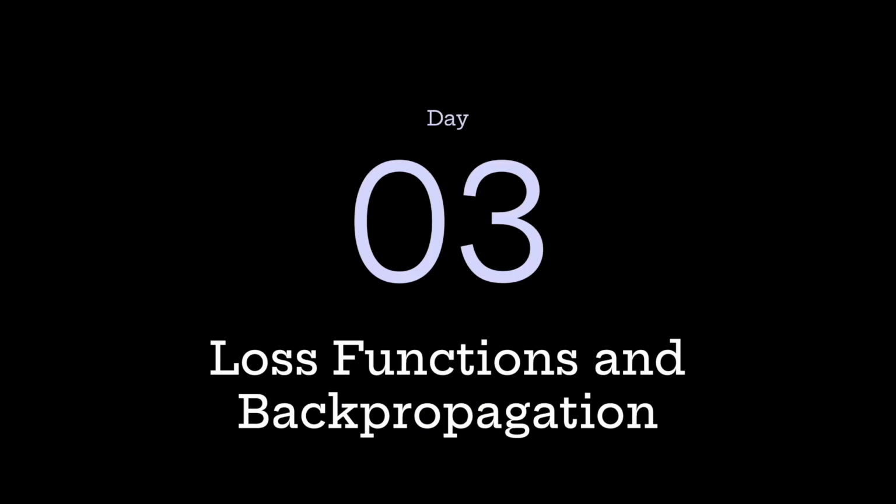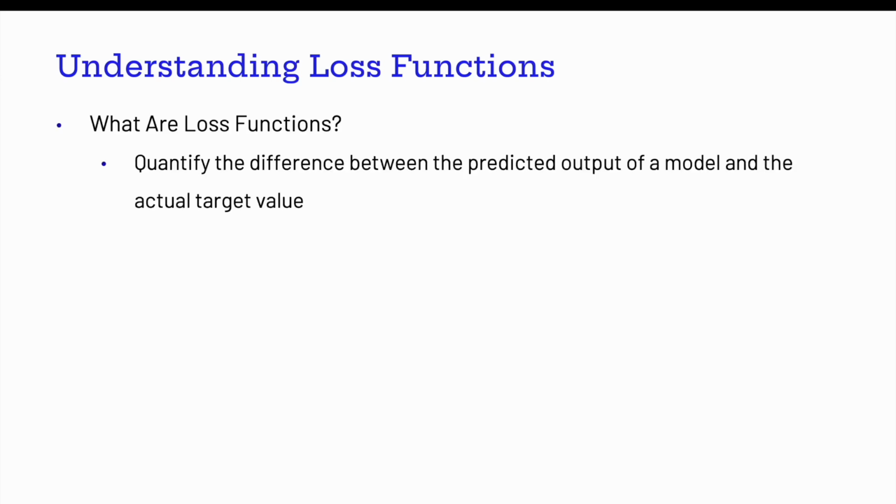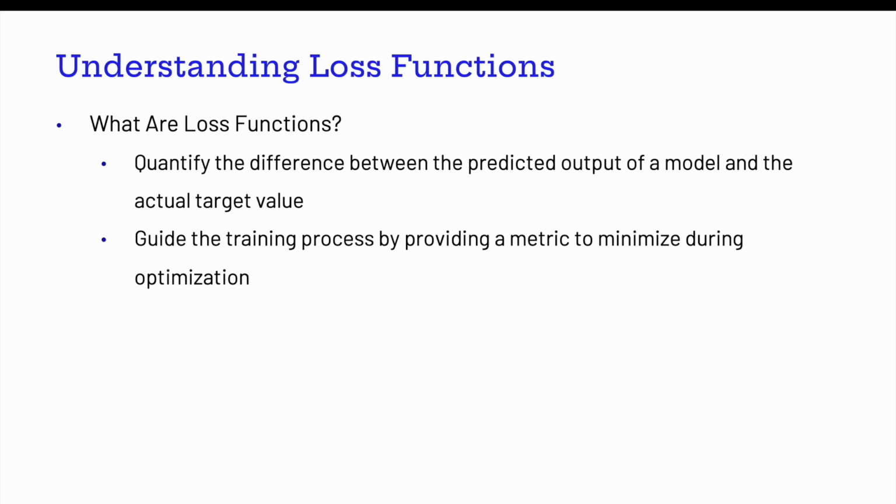Day 3, loss functions and backpropagation. Yesterday we looked at forward propagation. Today we're going to look at both loss functions and backpropagation. So first, let's understand loss functions. What are loss functions? Loss functions quantify the difference between the predicted output of a model and the actual target value. They guide the training process by providing a metric to minimize during optimization.